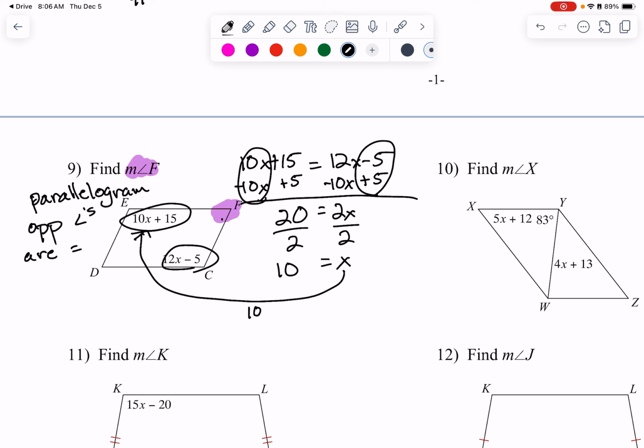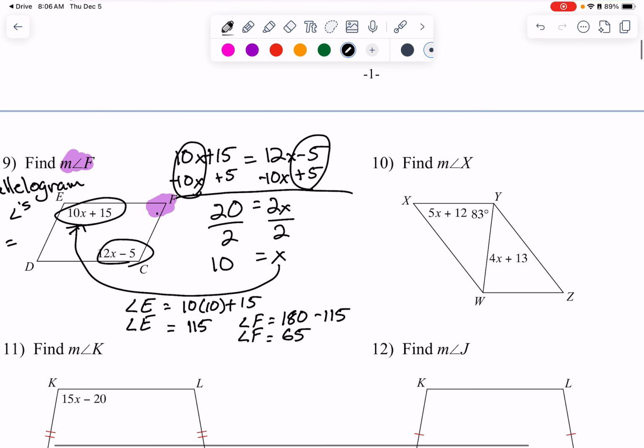Well, 10 times 10 plus 15 is going to give me angle E. And that is 100 plus 15, or 115. And then angle F is going to equal the supplement, or the number that would add up to 180. So I'm going to subtract 115 from 180. And that gives me 65. So what's angle F? It's 65.